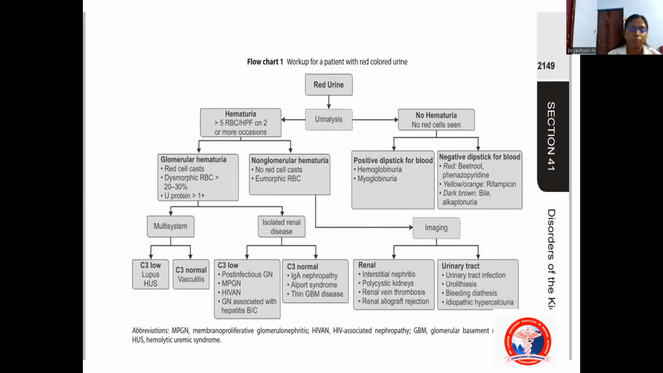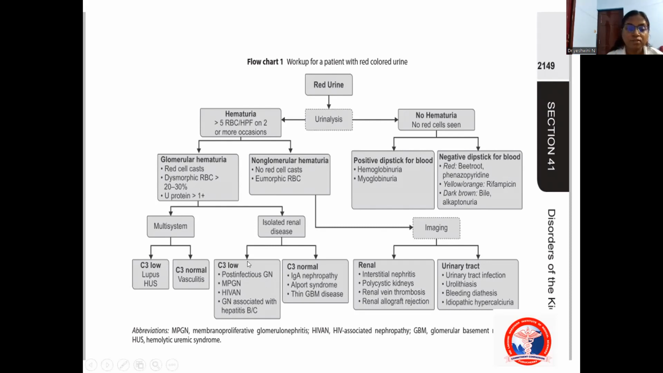Second step will be you find out if it is a glomerular cause or a non-glomerular hematuria. Glomerular hematuria meaning you will have cola-colored urine, red cell casts, dysmorphic RBCs, and proteinuria. Non-glomerular, you will not have all those things. If you have found out it is glomerular, then think of isolated renal disorders or multisystem. If you think of multisystem, then you think of lupus, HUS, and vasculitis. If isolated renal disease, then think of all your kidney disorders, right?